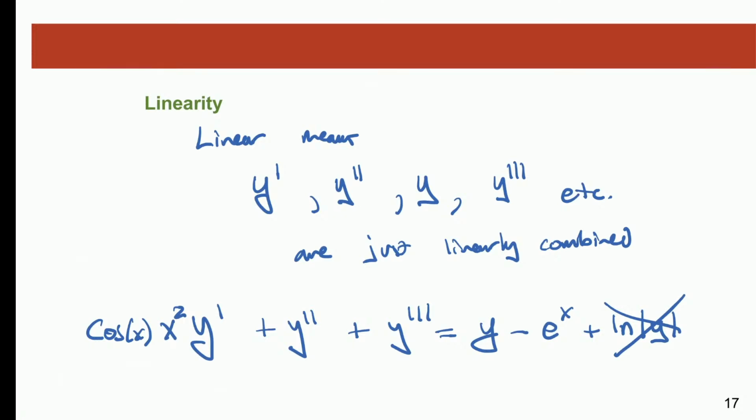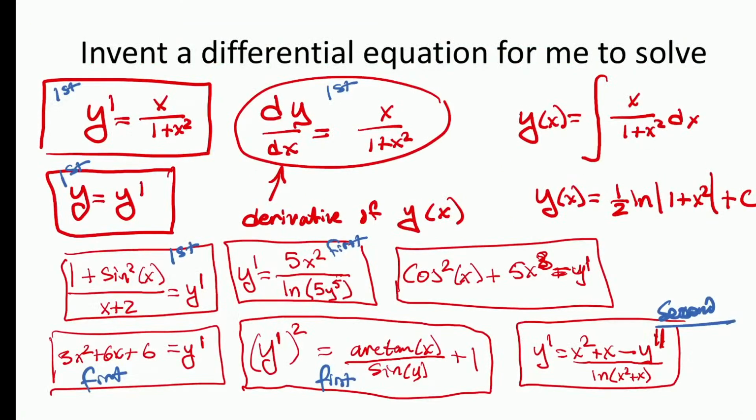Let's go back and look at these. So most of these are linear, but there's one that is nonlinear. Of all of those that are boxed or circled, they're all linear except for one of them. Do you know which one? Can anyone identify the one nonlinear?